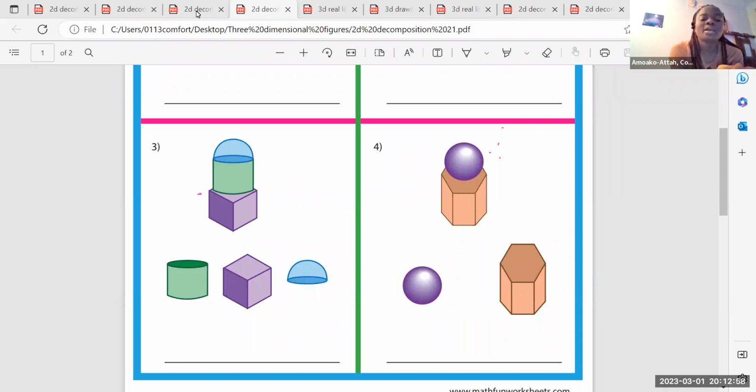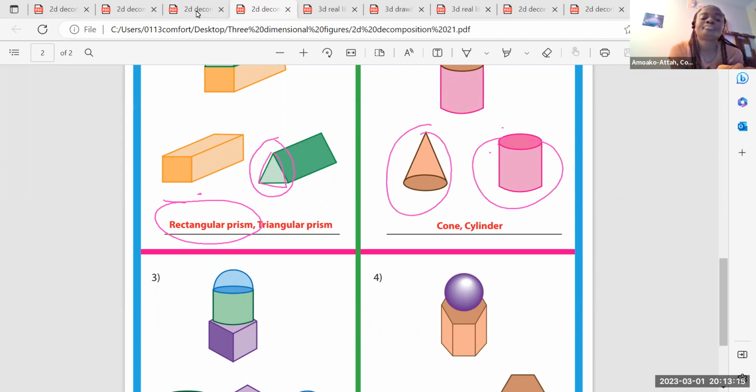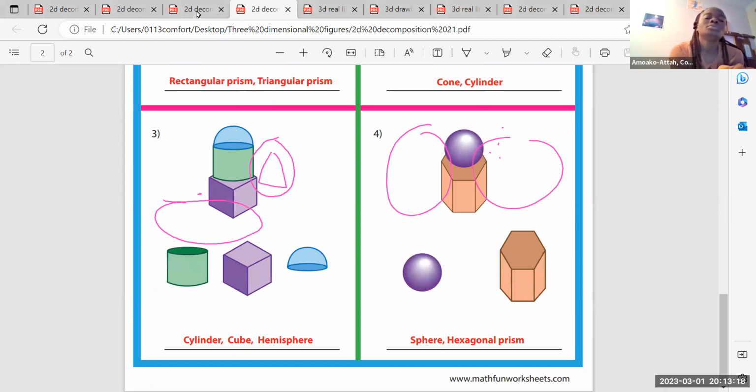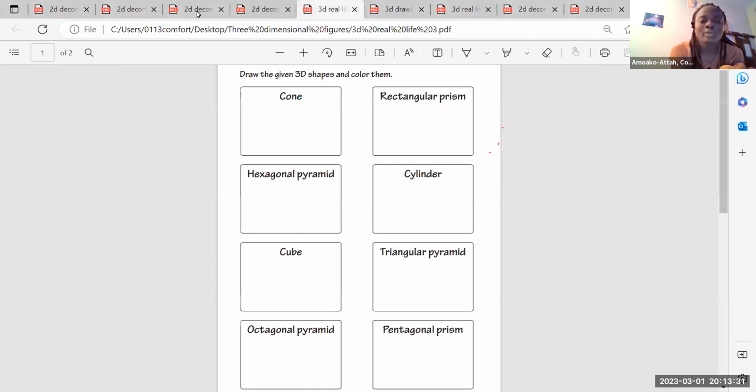So I have the answer key here. As you said, triangular prism. Triangular because of the 3 sides. The rectangular prism. Here's a cone and there's a cylinder. Then we have the cylinder, the cube, and the hemisphere. Now the hexagonal prism. Okay. All right. So we have to draw these ones, and we've already treated these ones already.